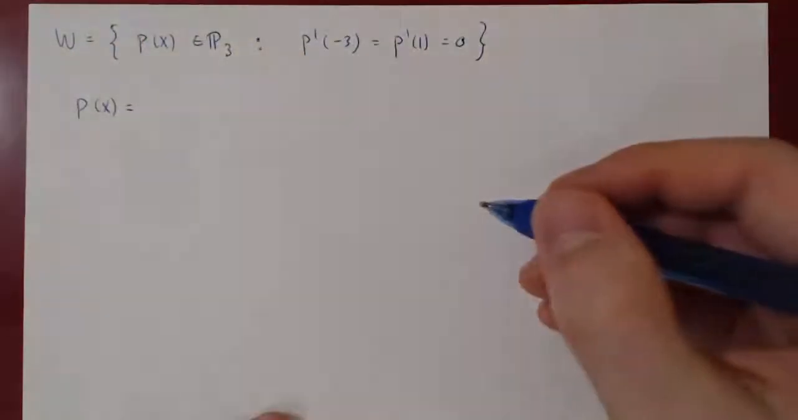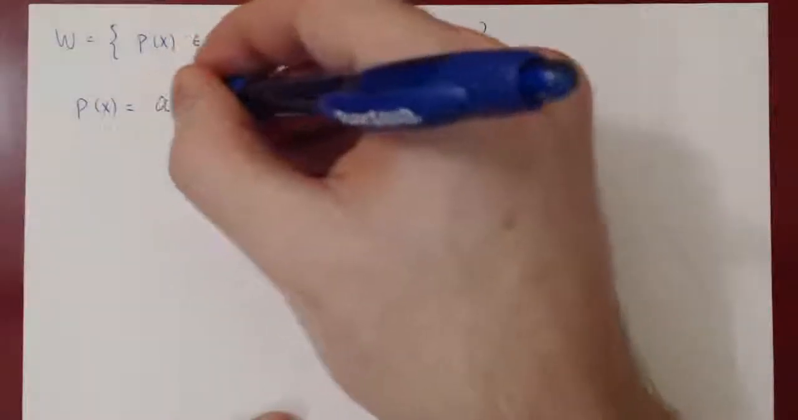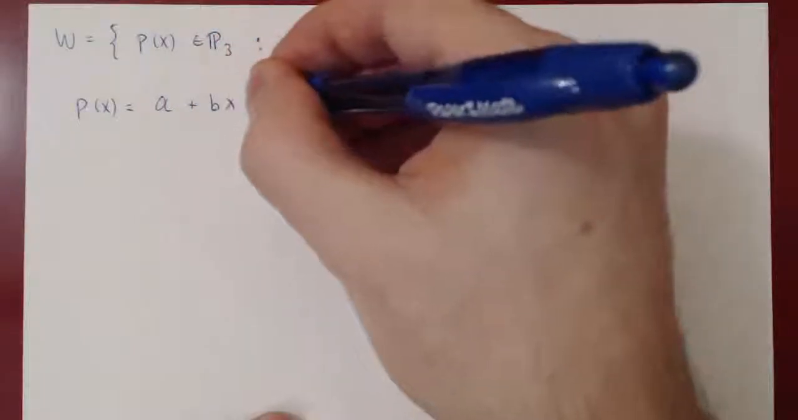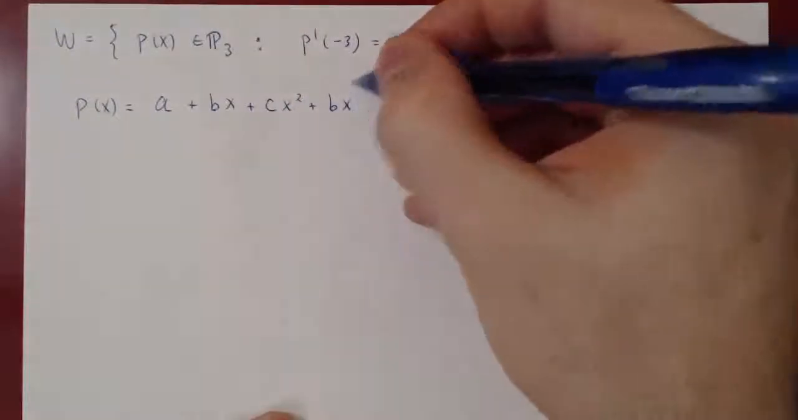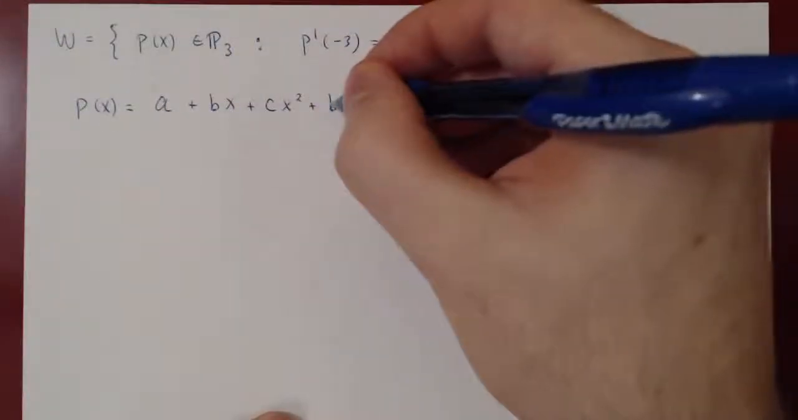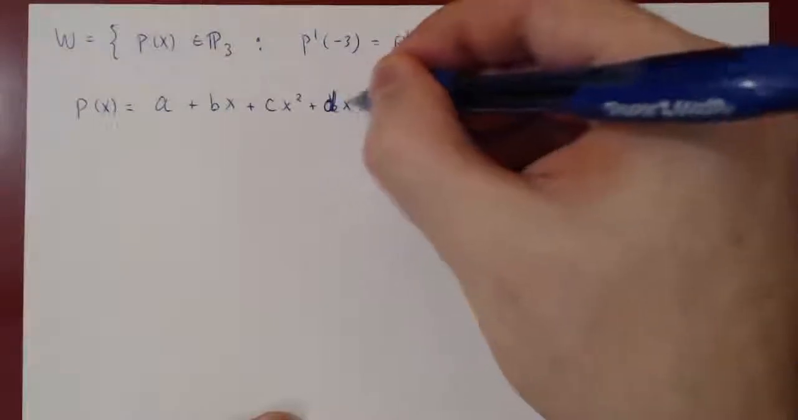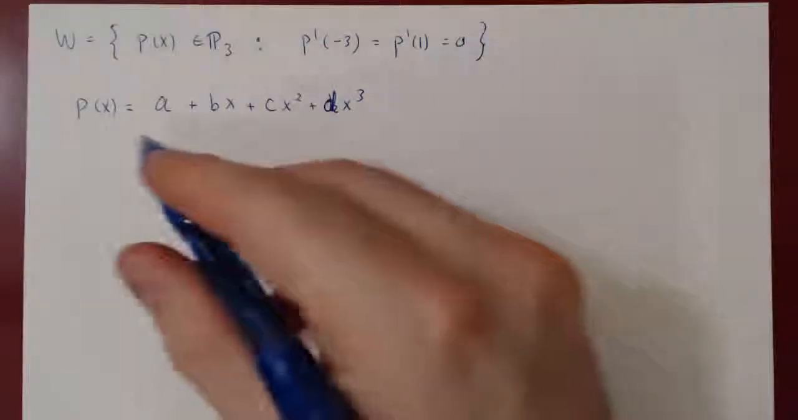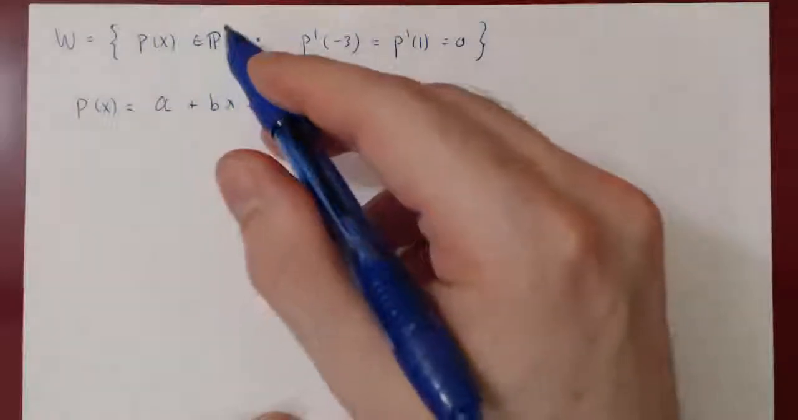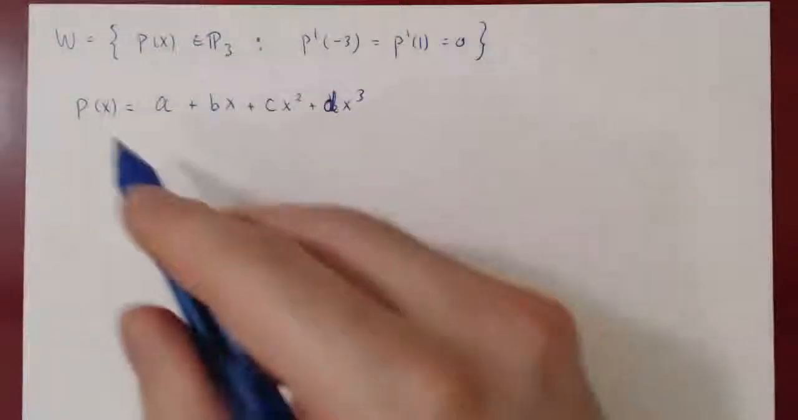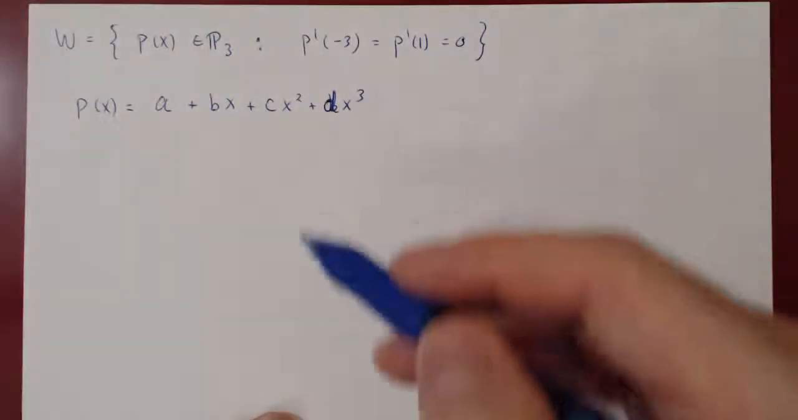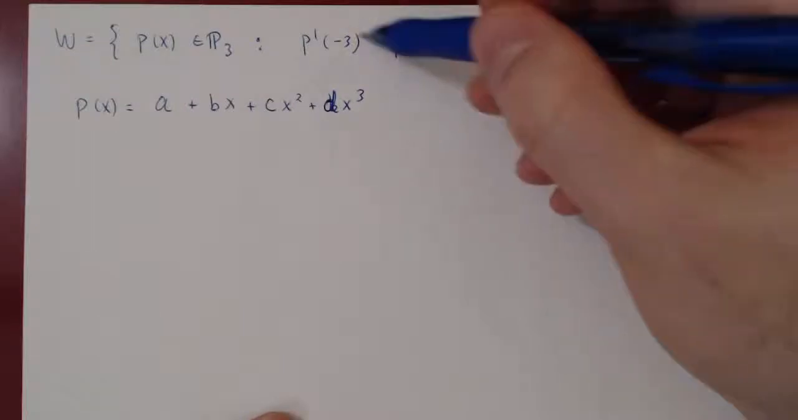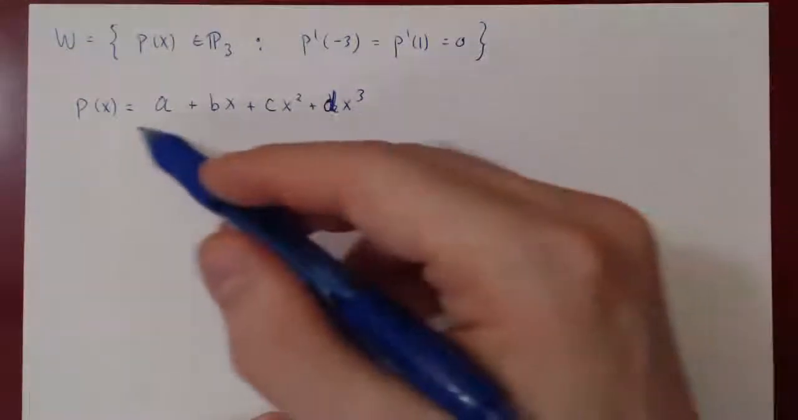So P of x is a polynomial of degree at most 3. So it will look like some constant plus some multiple of x plus some multiple of x squared plus some multiple of x cubed: a, b, c, d. And we stop with degree 3 because that's what P3 is, the set of all polynomials of degree at most 3. So P of x must be of the form constant plus linear term plus quadratic plus cubic term. And now let's see how the conditions will affect the way our polynomial looks.